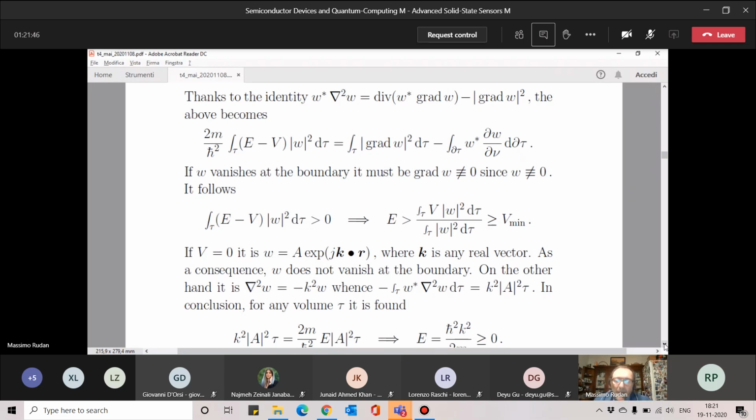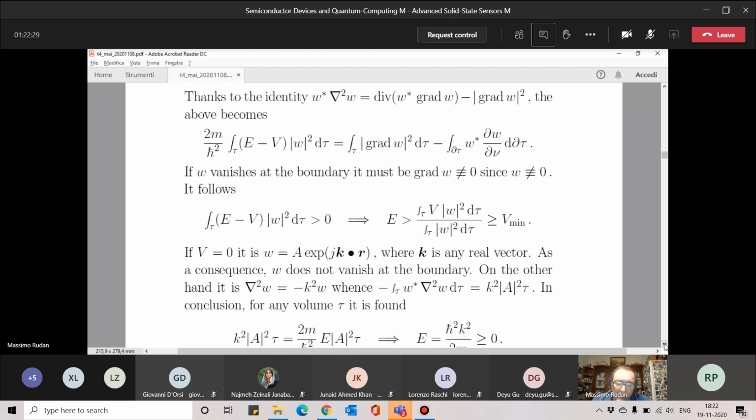So the quantum mechanical situation has a constraint that is stricter, okay? In the classical case, you may have that the total energy may also be exactly equal to the potential energy. In that case, the velocity is zero because the kinetic energy is zero. In the quantum case, if the wave function is normalizable, the total energy is strictly larger than the minimum of the potential energy, cannot be equal, okay?